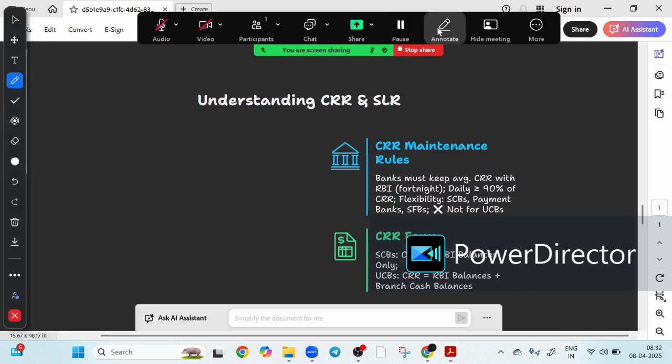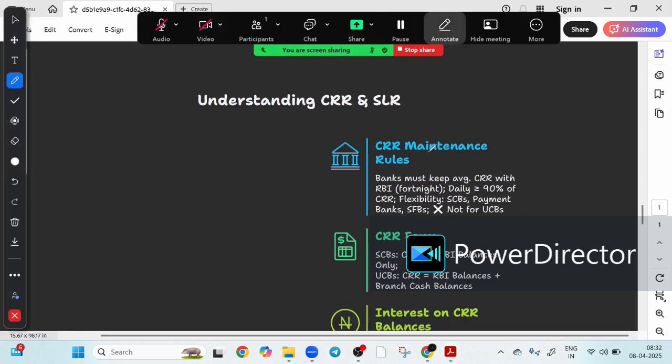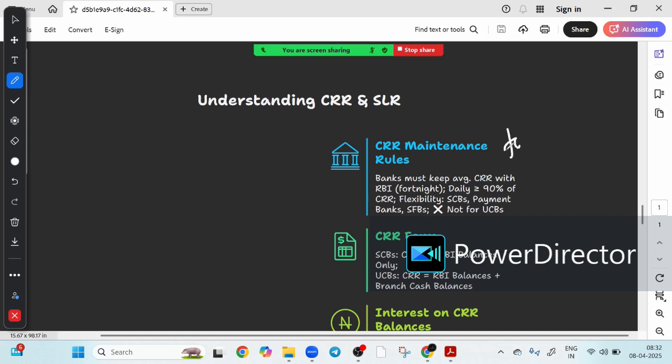Let's understand. Banks are required to maintain CRR on a fortnightly average basis. Questions and case studies are asked on this. So on a fortnight average basis, banks are required to maintain CRR with a minimum daily balance of 90%. Remember, minimum daily balance of 90% of CRR.